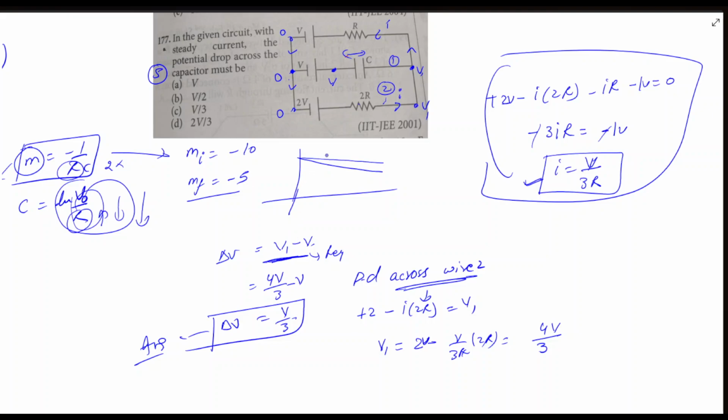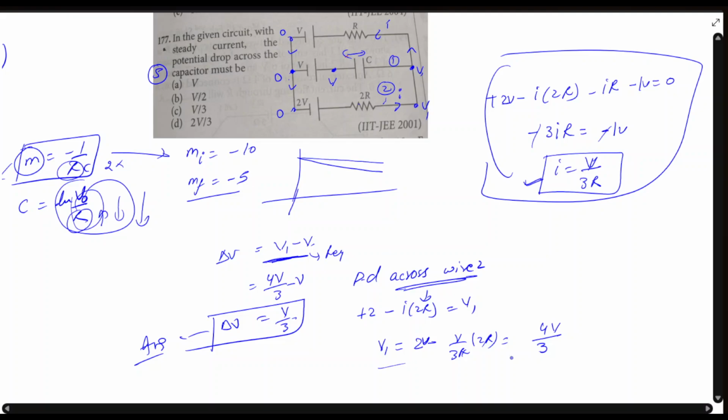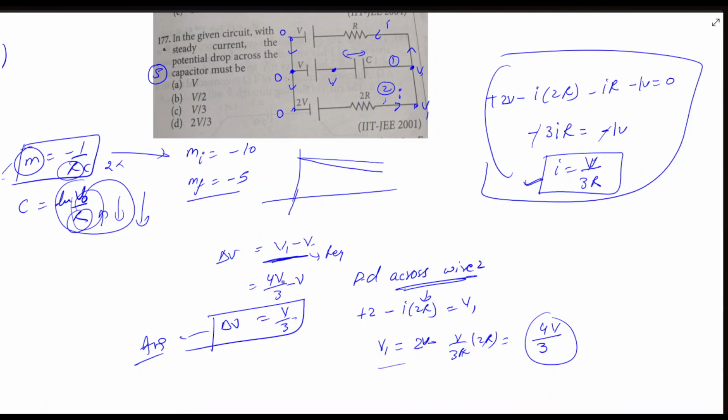Now what will be happening is, look, this first wire and this second wire, they are in parallel. So potential difference across these two wires must be same, right? So I have found the potential difference across this. So V1 minus 0 is how much? It will be 4V by 3. So I'll simply get V1. So if I get V1, then V1 minus V will be the answer. So it will be 4V by 3 minus V. So C is the answer.